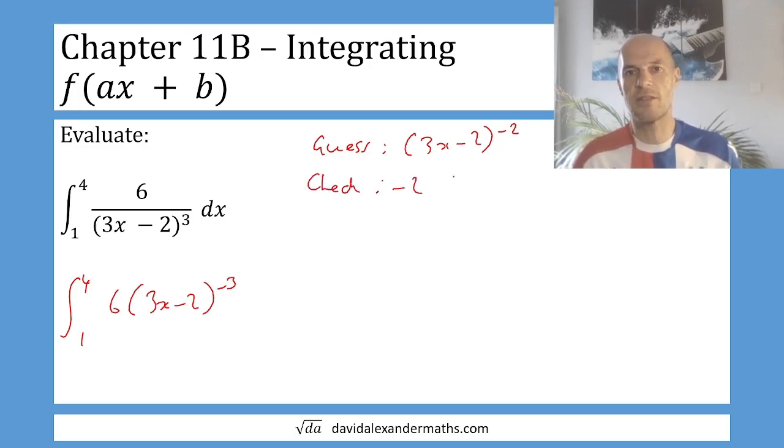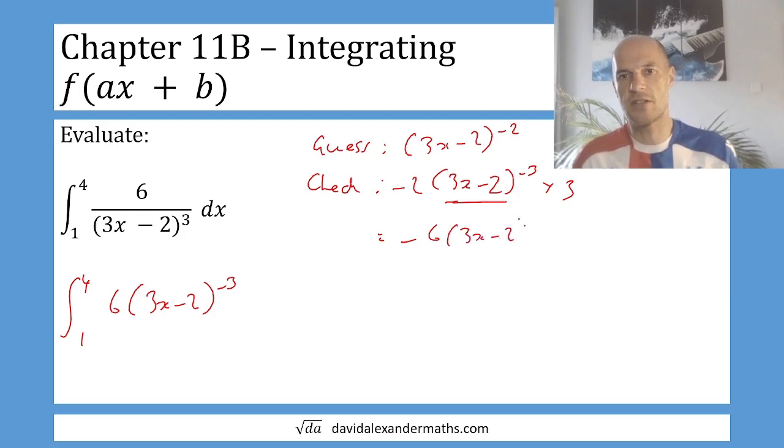So power comes down to the front, reduce the power by 1 and multiply by the derivative of what's in the brackets, times 3. So that is minus 6 lots of 3x minus 2 to the negative 3. Actually, that's pretty good. We wanted 6 though, not negative 6.